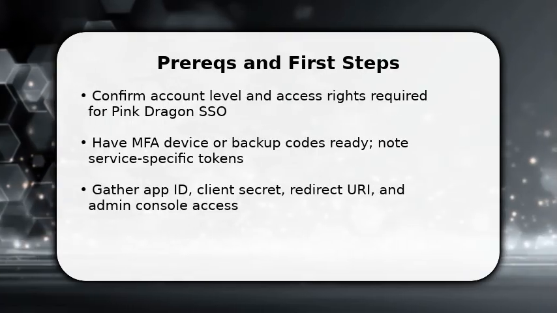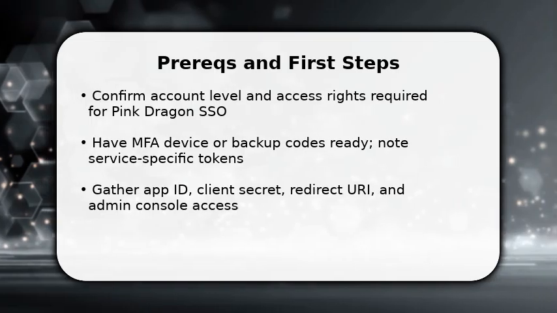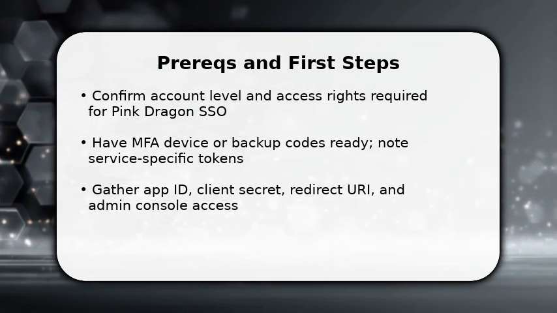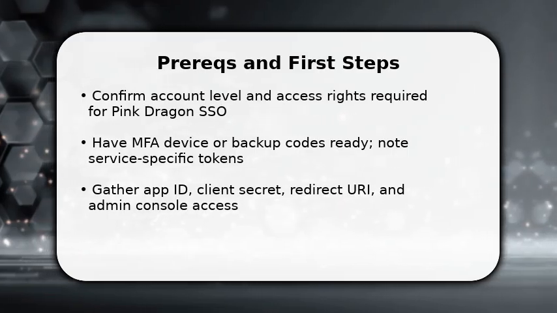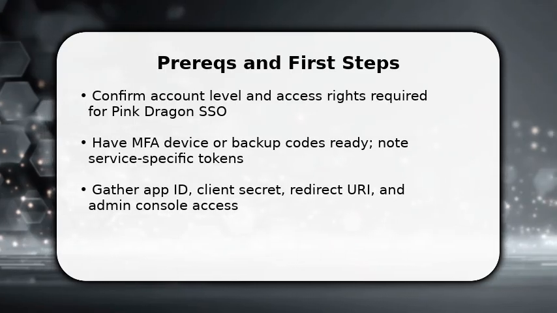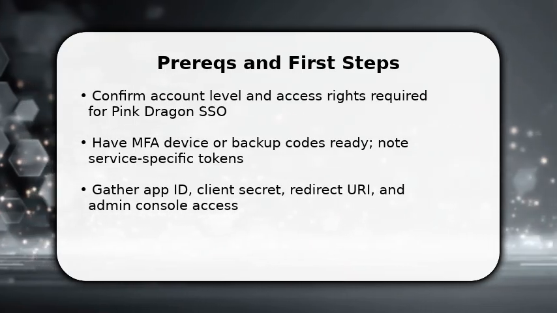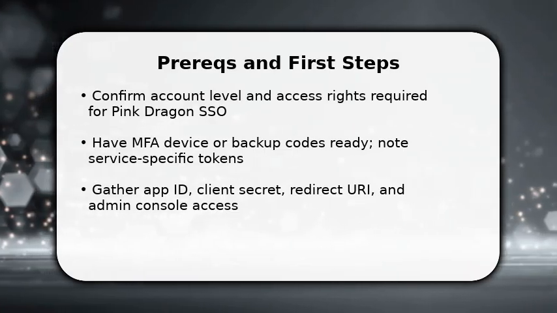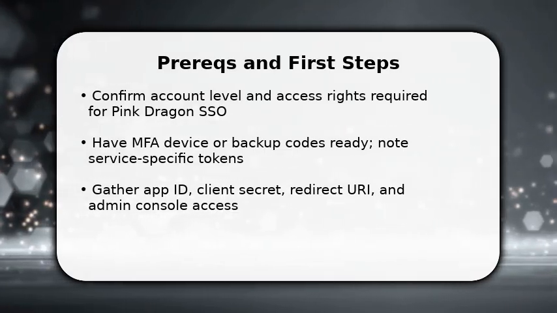You start by verifying account permissions and gathering required credentials so the process moves without interruption. Once done, open the admin console and locate the SSO or Identity Provider section. This is where you register the Pink Dragon client. Make sure to record the client ID, client secret, and redirect URI immediately.